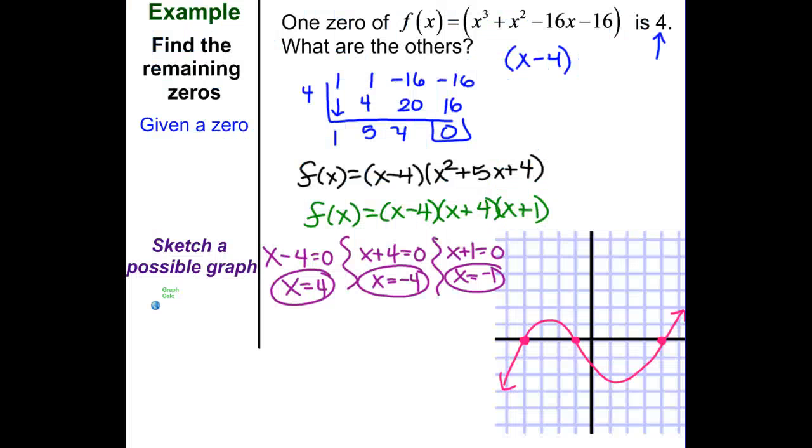All right, so here's what I got for my graph. Notice a couple things. First, if I was looking at this part right here in the green, that would be my factors. My factors are x minus 4, x plus 4, x plus 1. If I was looking at this part in the purple here, these would be my zeros. X equals 4, x equals negative 4, and x equals 1. So I have my zeros and I also have my factors. So make sure you can distinguish between the two.